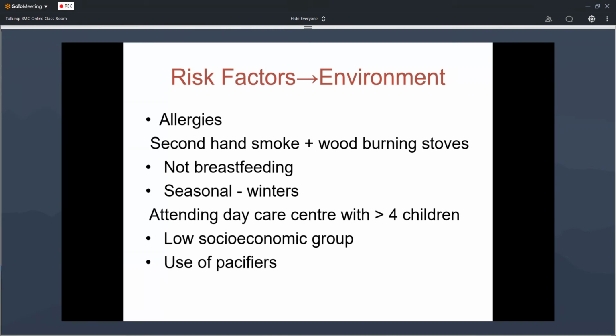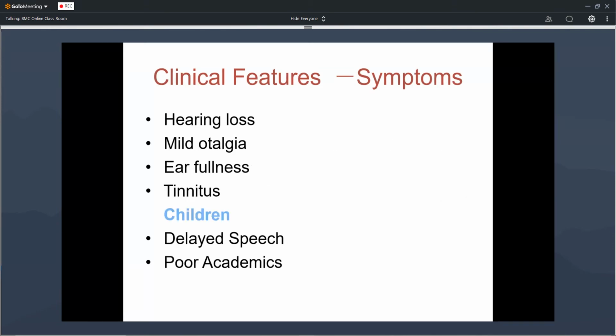So one of the reasons for OME is allergic rhinitis. Children with allergic rhinitis, there is blockage of the eustachian tube, then accumulation of the secretions. So in allergic rhinitis, there is edema around the eustachian tube in the nasopharynx and increased secretions in the middle ear cavity because of the allergy. And in winters it is most commonly seen, and in children who are attending daycares, low socioeconomic groups, and use of pacifiers. So these are some of the risk factors for the development of glue ear.